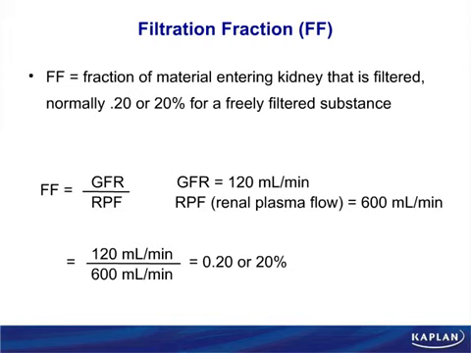It turns out that we do not filter all of the plasma that flows into the kidneys. In fact, we only filter 20%. It's not a very big percentage, but that's how it works. We only filter 20% of the total renal plasma flow, and that's where the GFR of 120 milliliters per minute comes from. So the normal filtration fraction is 20%. We can adjust the filtration fraction, and that's what we're going to talk about on the next slide.